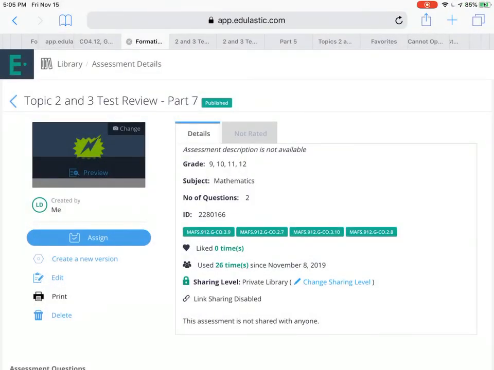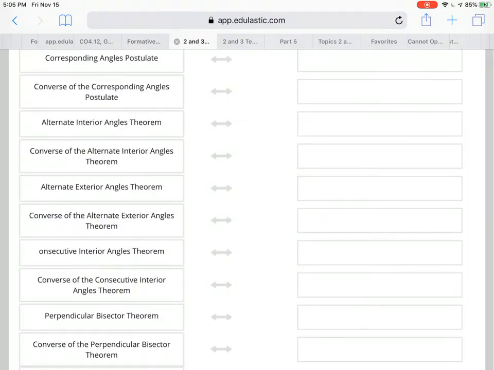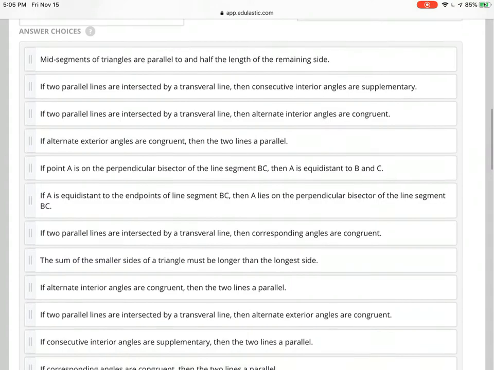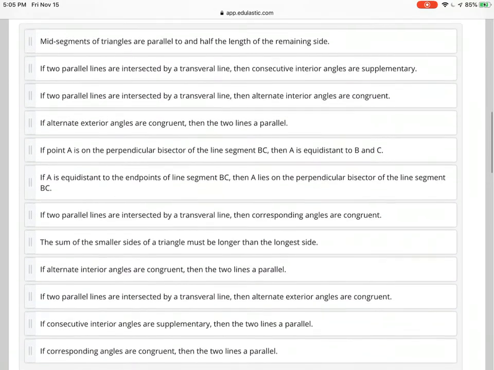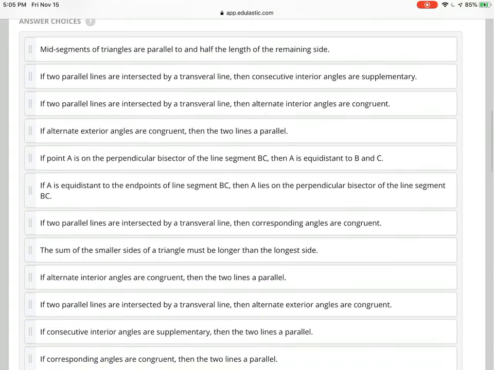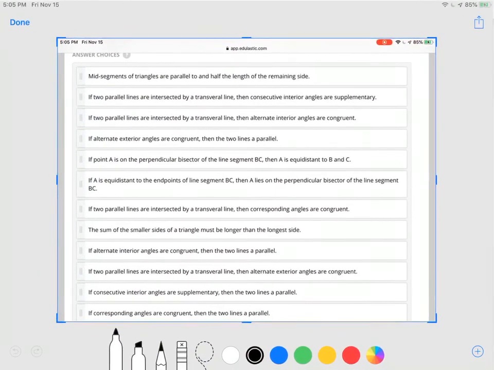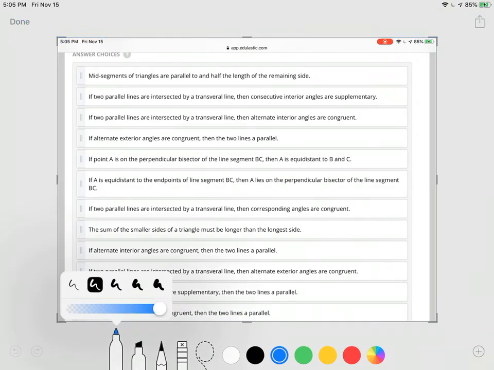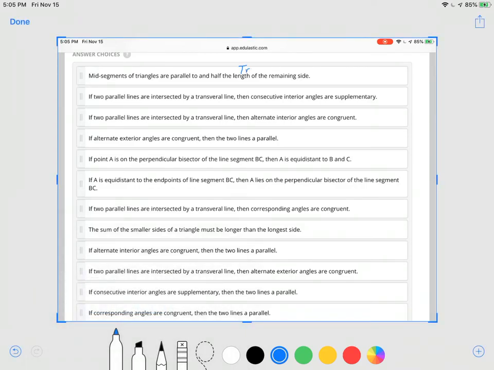These are the solutions for part 7 of the topic 2 and 3 test review. So what I'm going to do is write the name of the theorems down here where the descriptions are. That way it's less to write. Okay, so the first one, the description is mid-segments of triangles are parallel to and half the length of the remaining side. That is called the triangle mid-segment theorem.